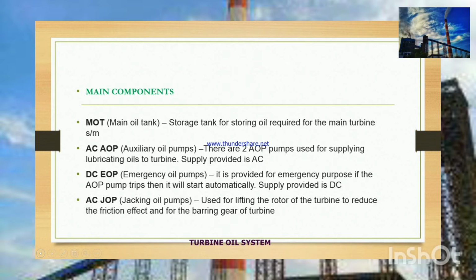Like for lubricating oil, there are two pumps for jacking oils. One is alternating current type and another one is direct current type. The alternating current type pump is known as ACJOP. It will supply jacking oils. This jacking oil will lift the rotor to a small height to reduce the frictional effect and for providing bearing gear.